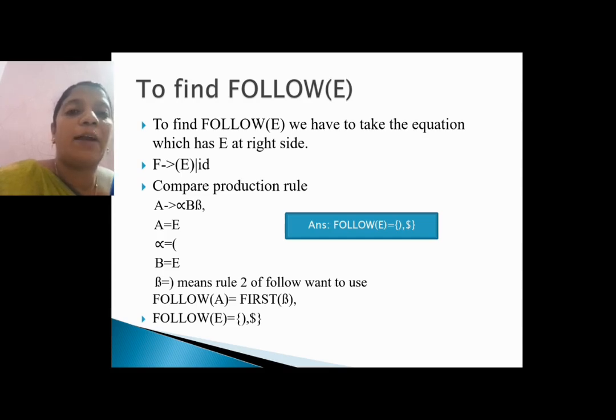Another point I conveyed to you: for the starting symbol we have to add the dollar symbol. As per the question which I have shown, we came to know that capital E is my starting symbol. So I have to add the dollar symbol in my answer. My answer is close parenthesis, and finally I am adding the dollar symbol. Finally my answer is follow of E equal to close parenthesis with dollar symbol.